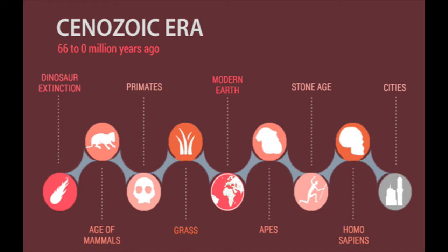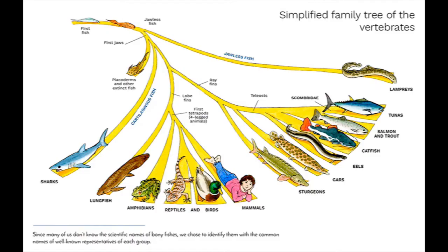A well-developed atmosphere was found on the Earth's surface. Apes developed. Stone-aged human beings evolved. Homo sapiens formed. And finally, human civilization begins. Several cities, villages, and markets developed. And at present, the era is called the human-dominated era.